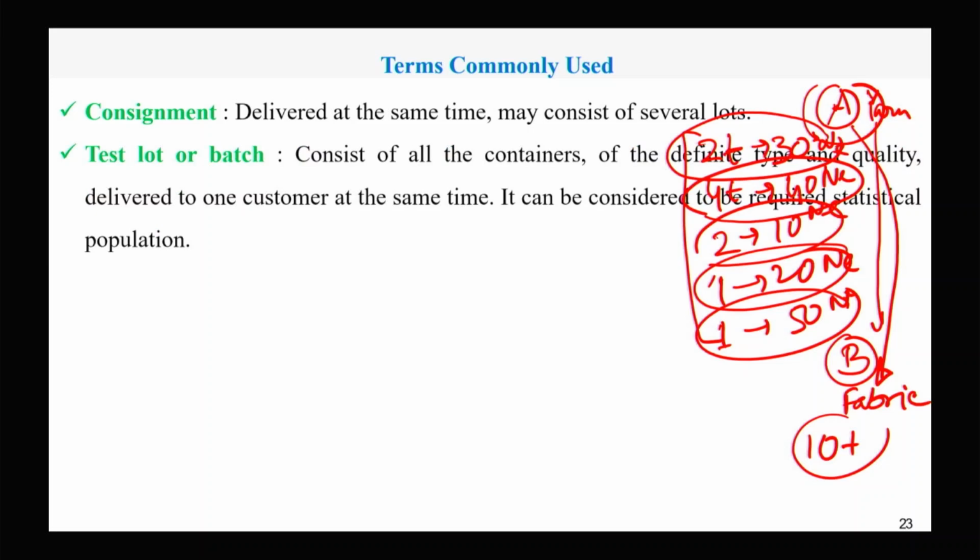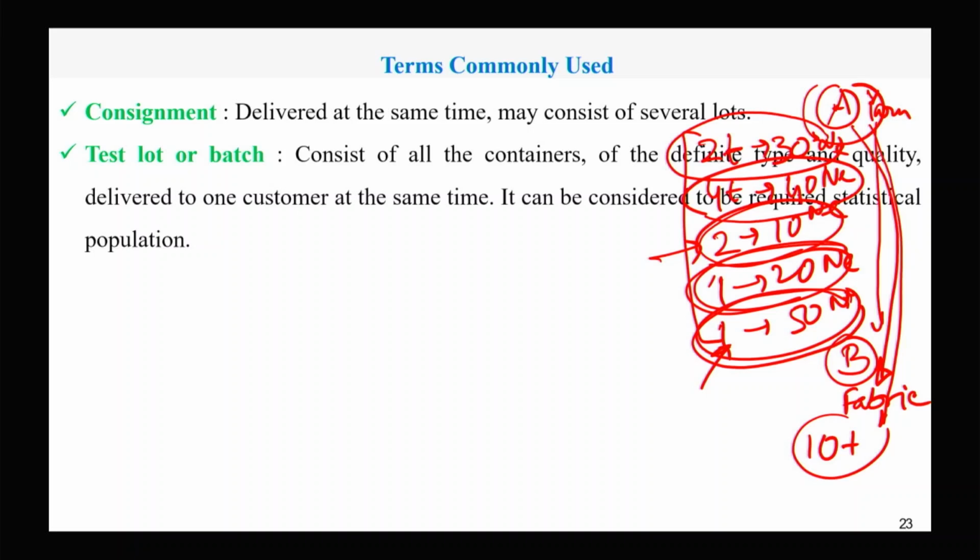Test lot or batch. So this is one batch of 30 count, 50 count, and when it's going to company B at a time, this 1 ton of 50 count or 1 ton of 20 count, 2 ton of 10 count, these are called one whole population. 1 ton of 50 count is a population. 2 ton of 30 count is a population. And this is one batch.